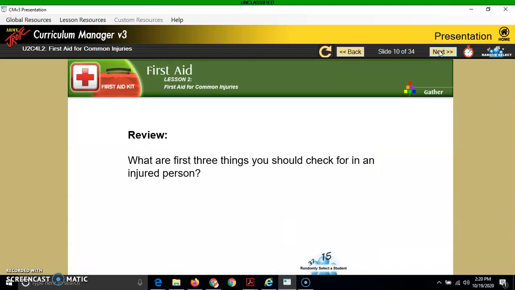Let's review first the first 3 things you should check for in an injured person. This comes from our last block. Does everyone remember when we're talking first aid injuries? It's going to be 1, check for consciousness. 2, check for breathing and heart rate. And 3rd would be check for bleeding. We should all know that by now after our last block of instruction.